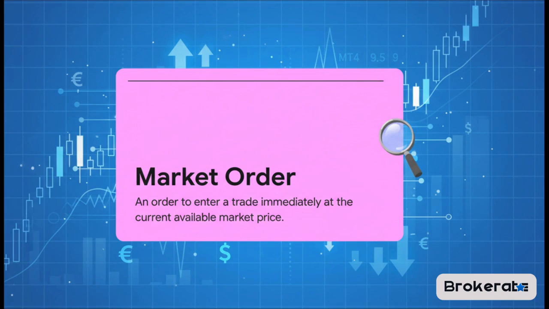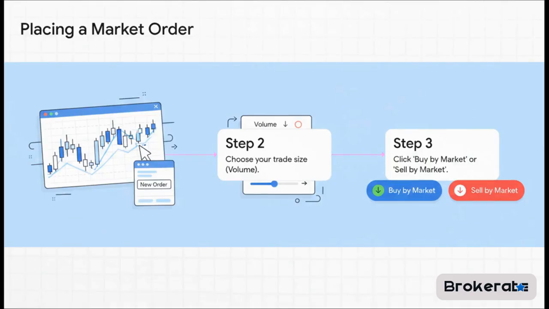It's a simple instruction you send to your broker, in this case, FX Pro, to buy or sell for you right now at whatever the best price is in the market at that exact second. It is the fastest and easiest way to get into a trade. Placing one is super simple. You just go to the chart of the instrument you want to trade, right-click anywhere on it, and select New Order. A new little window will pop up.